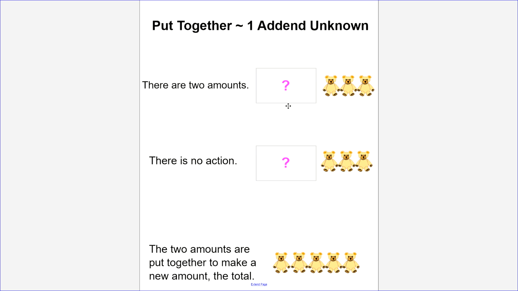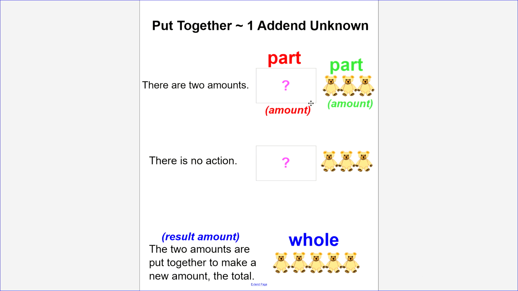You can see that we do not know one of the amounts. We know the other amount, 3 teddy bears, and we know the result amount, 5 teddy bears. The unknown piece of information is a part. We do not know one of the amounts. We do know the other part or amount, 3 teddy bears, and we know the whole or result amount, the 5 teddy bears.